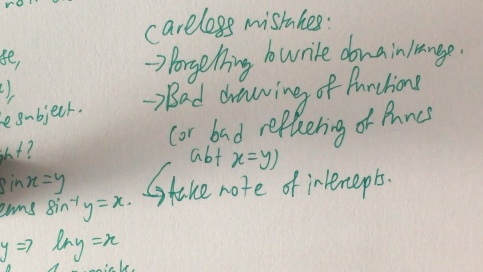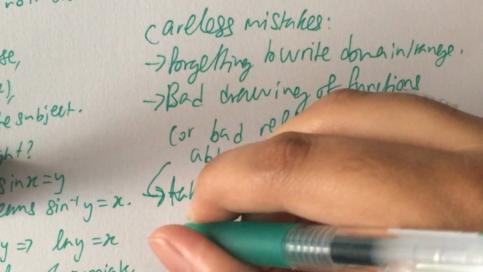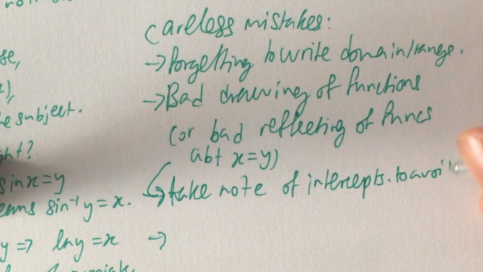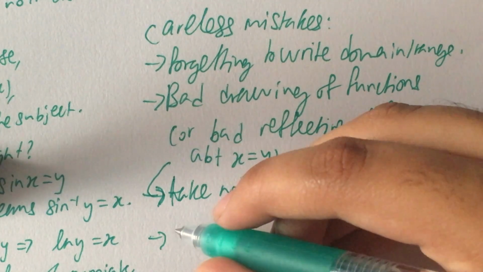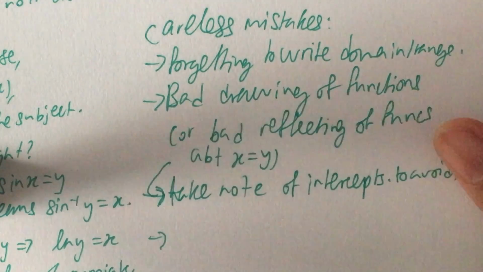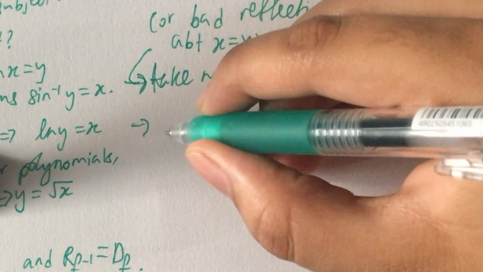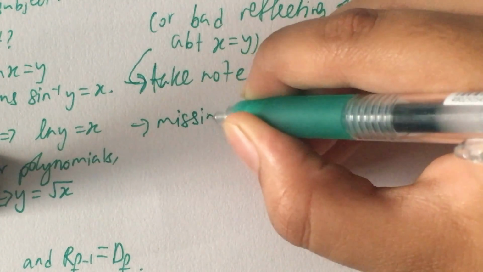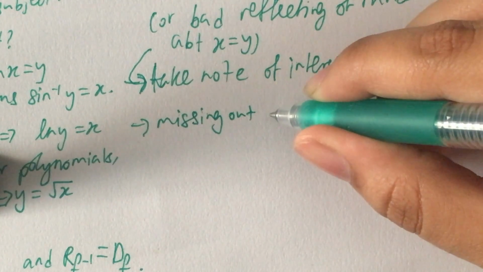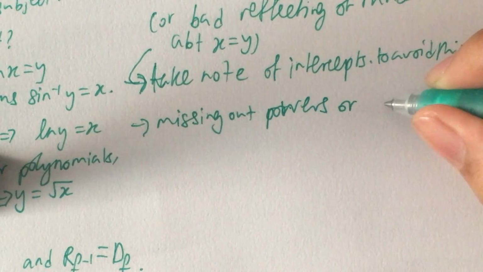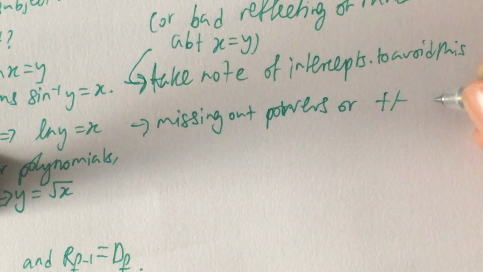So apart from that, the other way you may make careless mistakes is in writing down the functions itself, especially when you're doing composite function or you're doing your algebra for your inverse function. Basically, sometimes you miss out something, like you miss out the power, like the square power or cube power, or you accidentally put a minus where there's supposed to be a plus, or vice versa.